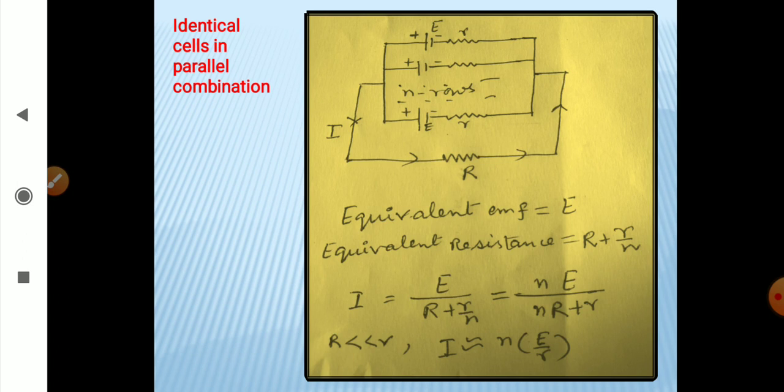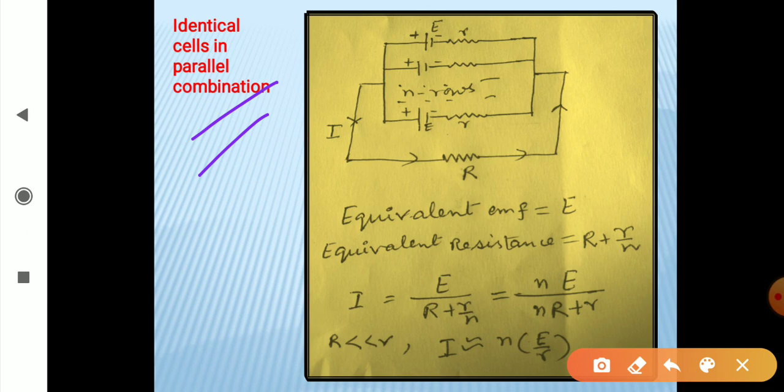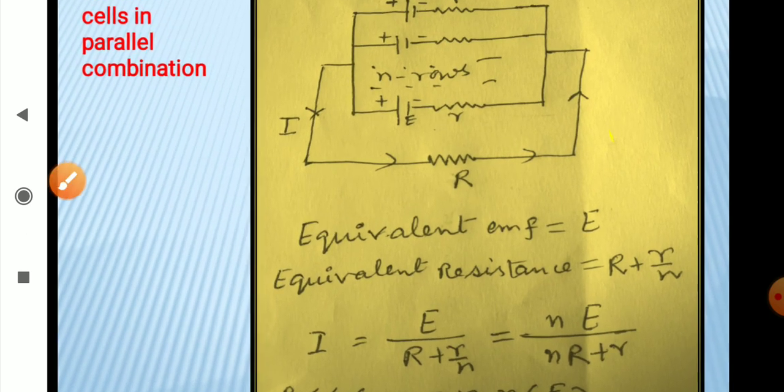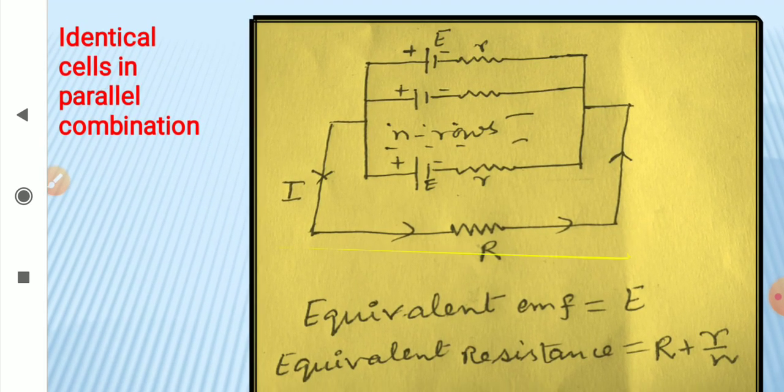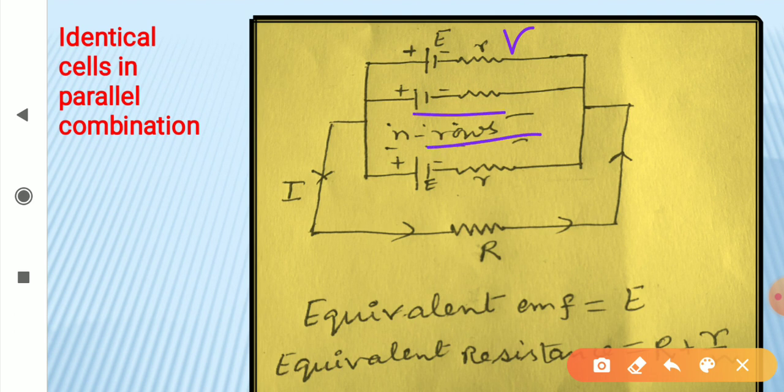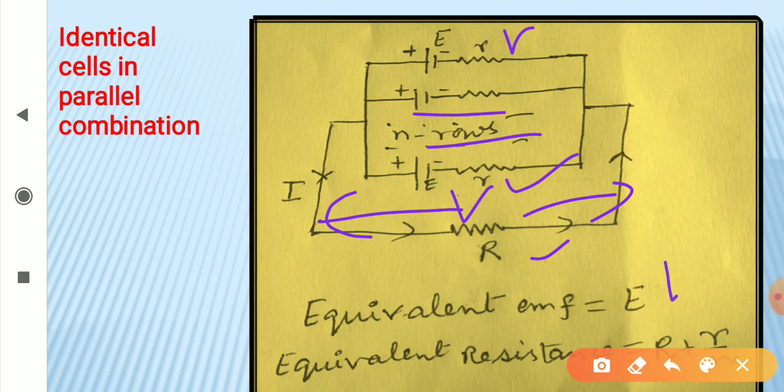Now, what if the cells are connected in parallel? The first situation we take is when identical cells are connected in parallel. This is a simpler option. Here we have connected cells, each with EMF E and internal resistance r, containing these n rows, and they are connected in parallel. So the potential difference across all the cells is the same as that of the external resistance, and the net EMF in the circuit will be E only.